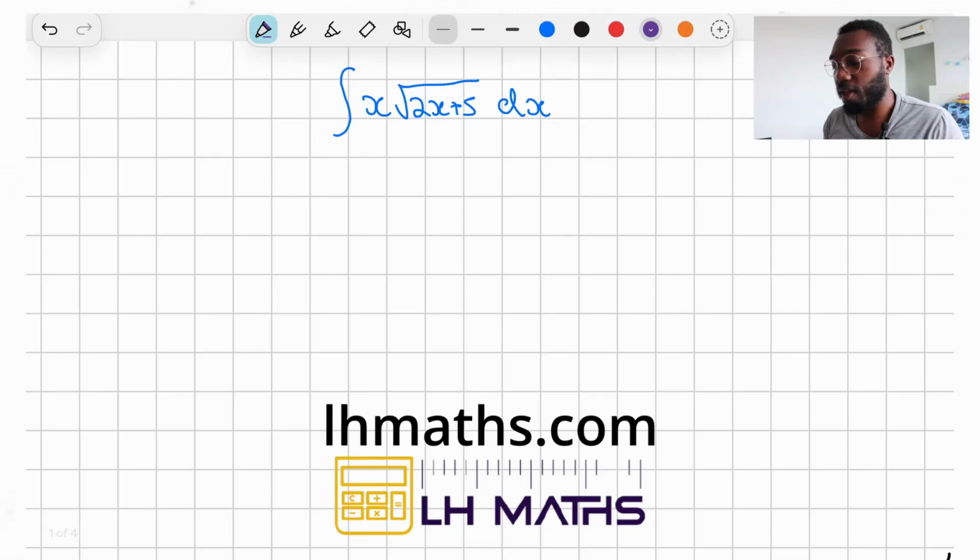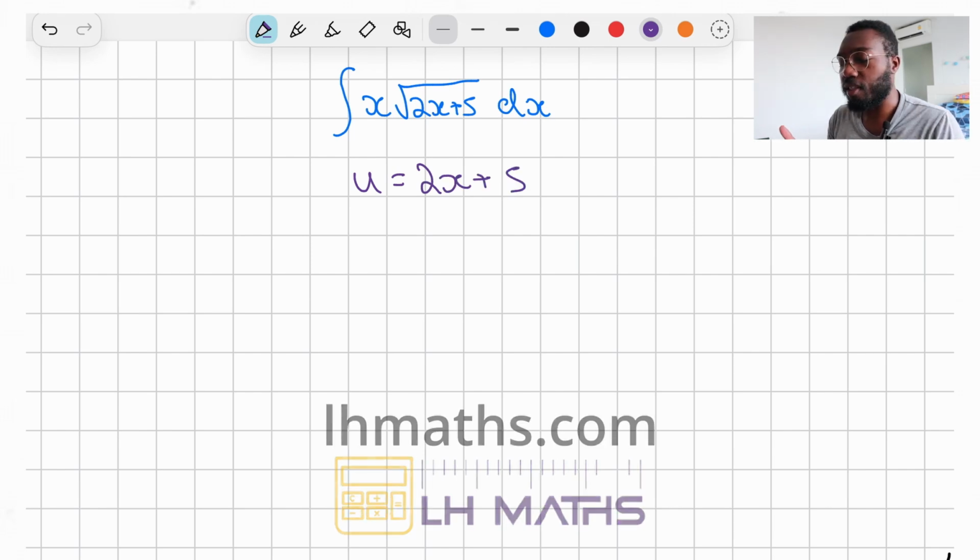So for this question, we have x times the square root of 2x plus 5, and we need to integrate that with respect to x. But we need to use a substitution of u equals 2x plus 5. So how can we solve this using this substitution?